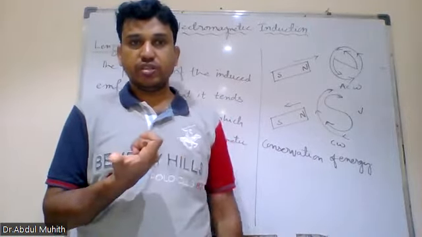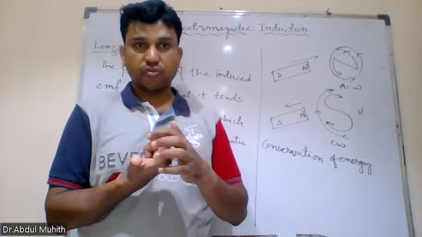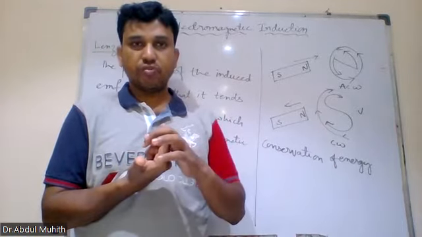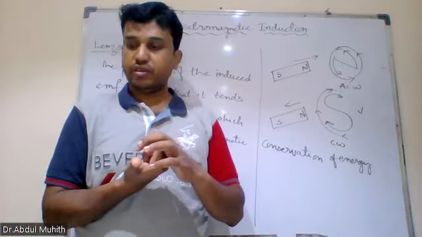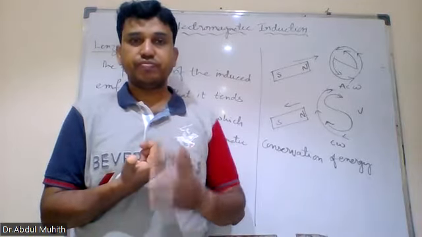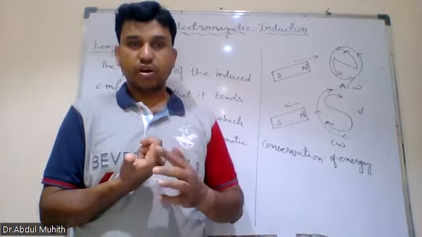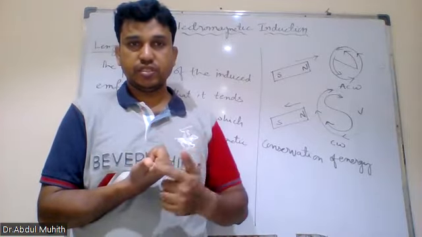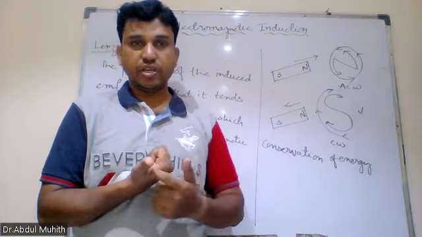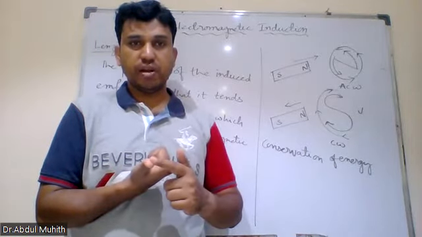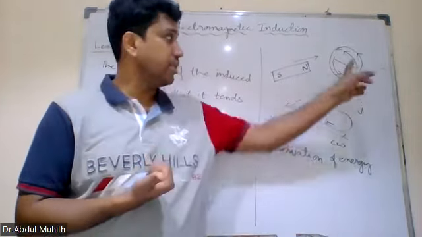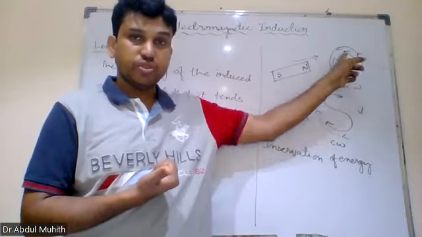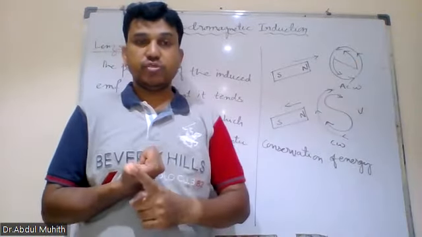This one is anti-clockwise. Are you there, Abid? Yes, sir. Is it clockwise or anti-clockwise? Anti-clockwise. Whenever there is anti-clockwise, there will be a north pole. Is that clear? So the same thing has happened. Whenever the current is anti-clockwise, a north pole is formed.